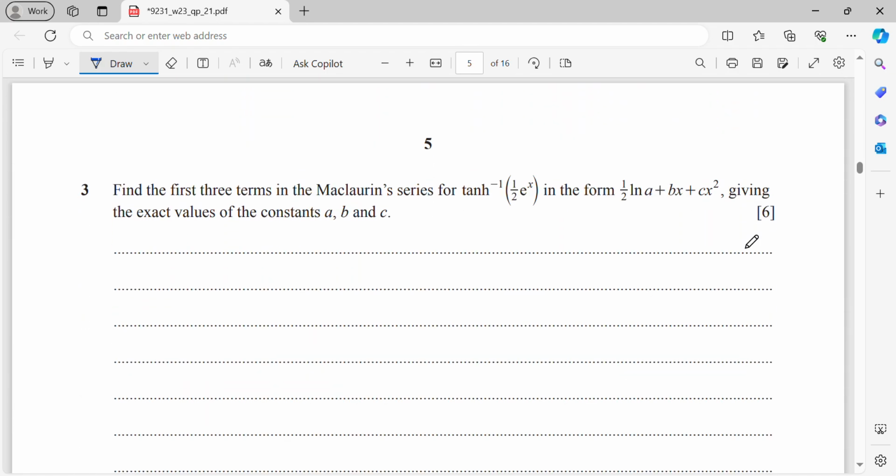Okay, now for question number 3, find the first 3 terms in the Maclaurin series for inverse hyperbolic tangent of half e to the x, in the form of half ln a plus bx plus cx squared, giving the exact values of the constants. Okay, so now I will let f(x) equals inverse hyperbolic tangent of 1 over 2 e to the x.